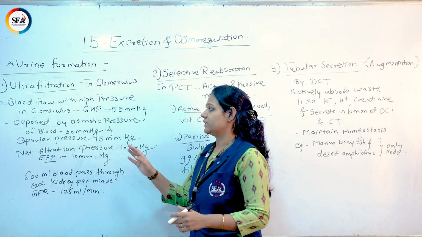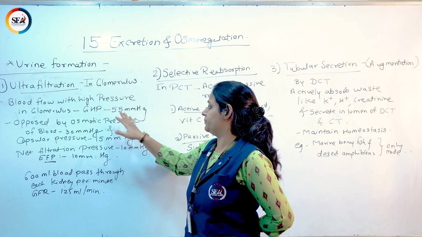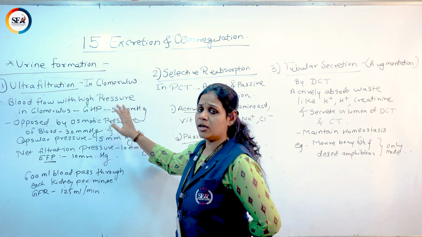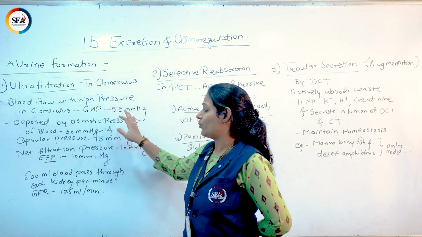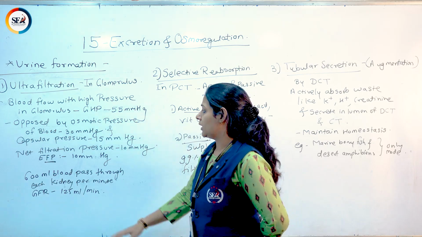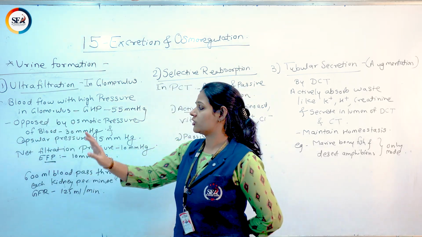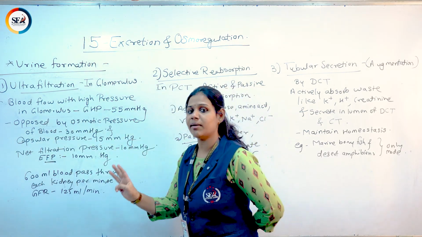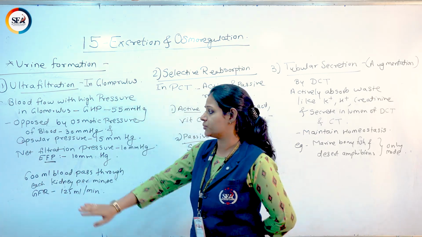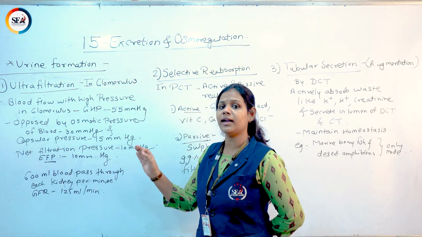and that is called GHP, that is glomerular hydrostatic pressure, which is 55 mmHg. Next, it is opposed by the osmotic pressure of blood, which is 30 mmHg, and it is also opposed by the capsular pressure, which is 15 mmHg.